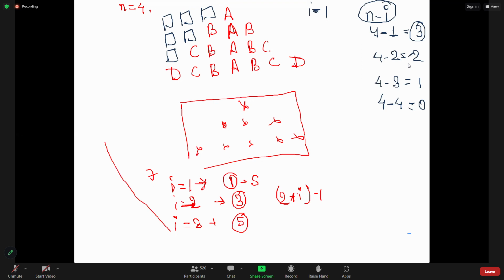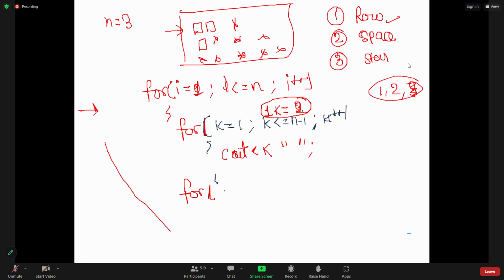So basically, if I value is 2, second row, 2 into 2, 4. And 4 minus 1, 3. So the loop will run 3 times. So here we will put the for loop condition, correct.